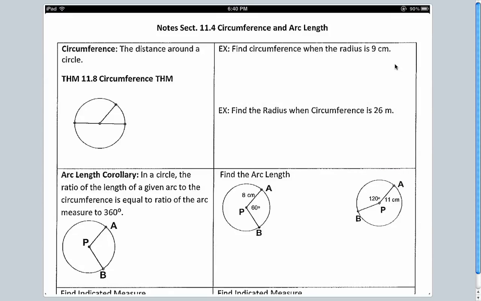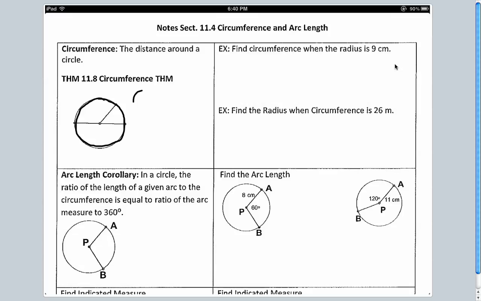Alright, this is section 11.4, circumference and arc length. The first part here, circumference, is probably familiar to you, so I'll go through that pretty quick. The circumference is the distance around the circle. It's not the area of the circle, it's the distance around the circle. If I want to find that distance, I've got two formulas.